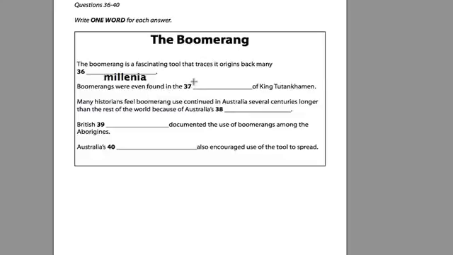Boomerangs were even found in the, okay, we probably could have guessed this answer actually without even listening, tomb of King Tutankhamun. Many historians feel boomerang use continued in Australia several centuries longer than the rest of the world because of Australia's, and I believe he even uses the word in the listening, isolation. So Australia is apart from the rest of the world, and this is why other parts of the world, perhaps, stopped using the boomerang, and Australia continued to use it.